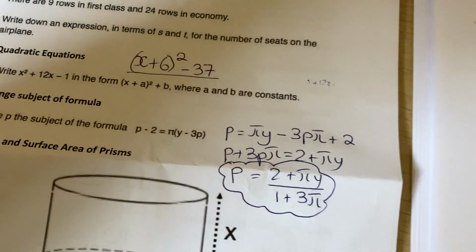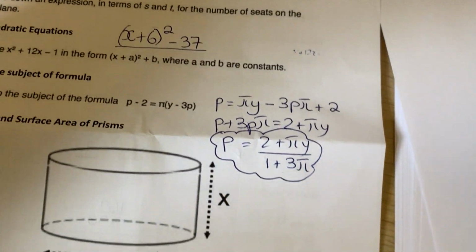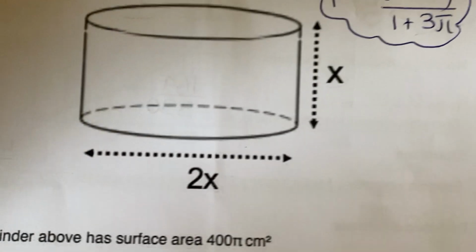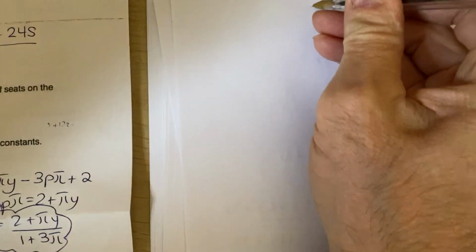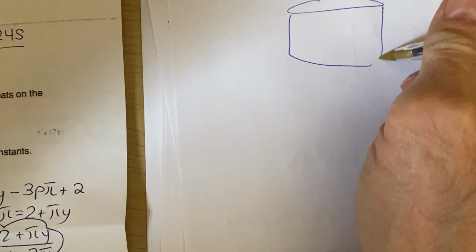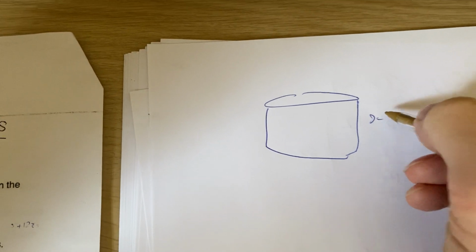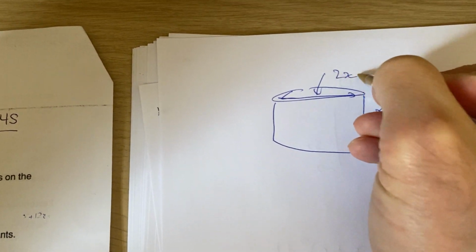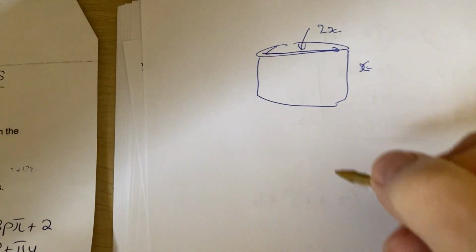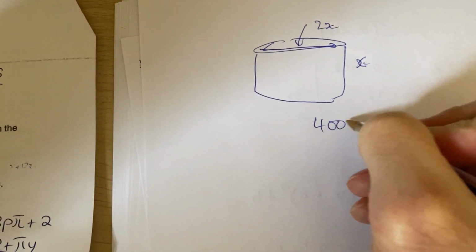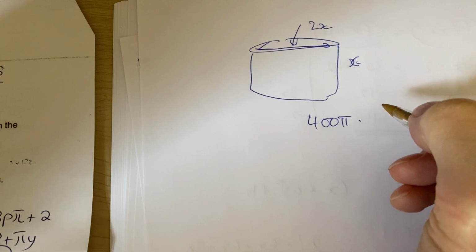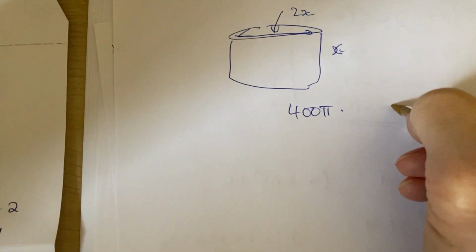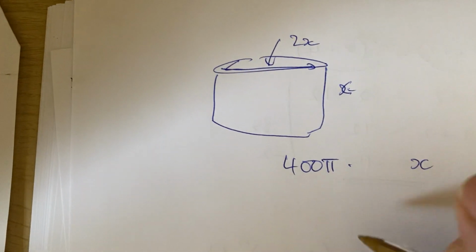4 minutes. Okay, let's go on to this one here. Volume and surface area of a cylinder. So we've got the height of the cylinder is x. And I think the diameter they talk about there is 2x. And what they're saying is that the surface area equals 400 pi. So they want to find the value of x if it's 400 pi.